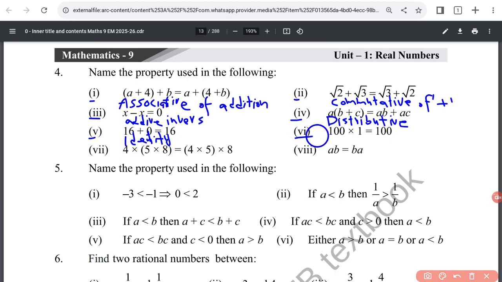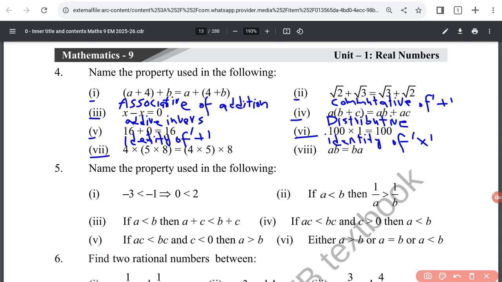If we talk about the sixth one, 100 times 1 is equal to 100. So that is also the multiplicative identity. Identity of multiplication.